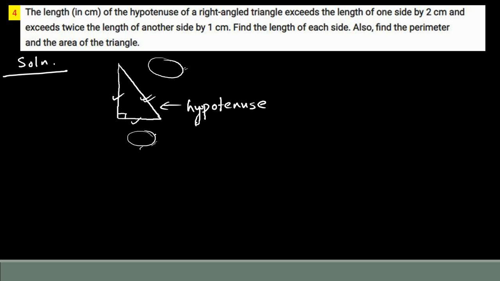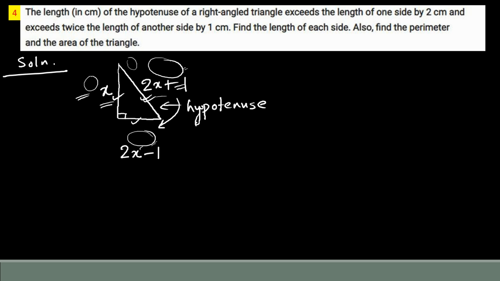Okay. And it exceeds twice the length of another side by 1 centimeter. So let's say this is 10, then this side will be 10 times 2, that is 20, plus 1. So if this is x, this side will be x times 2, 2x plus 1. Now you see, if you take this as x, then you find this side is 2x plus 1. Then it's easy to just subtract this 2 centimeter from 2x plus 1 to get this side, which is 2x minus 1. So basically you can use only one variable x and write all the three sides.